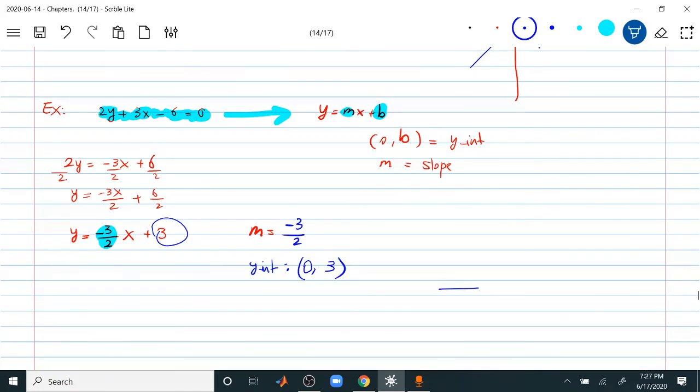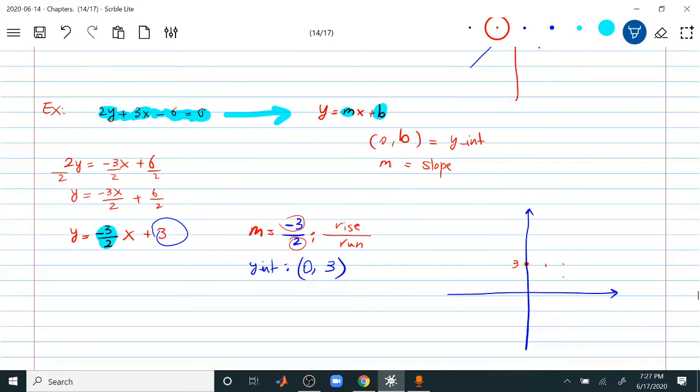So if I want to graph the solution, I'll draw this together. I will find the y-intercept point first. So here is the y-intercept, (0, 3). So this is 3. Then the slope tells you how much movement to make. This is rise, this is run. It means move 2 units to the right, 3 units down. So let's start from this point. Move 2 units to the right, 1, 2, 3 units down.